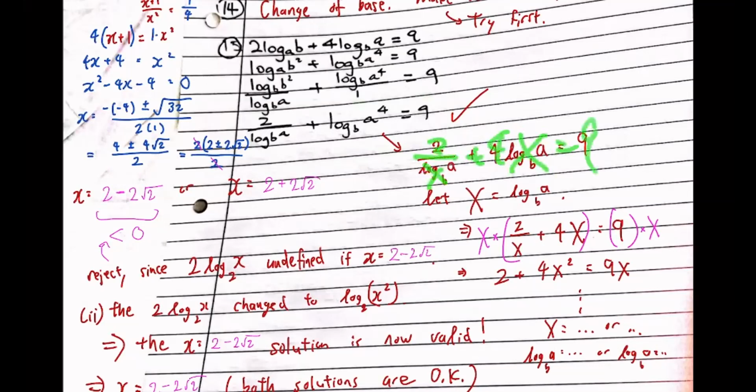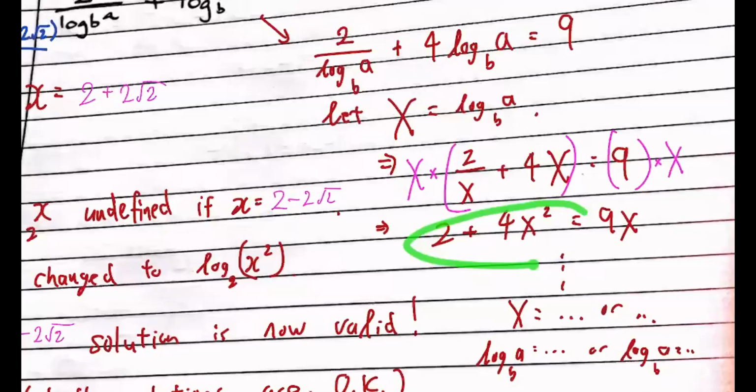Can you see that? Then you just times x, then you get a quadratic equation, solve for x, and then you substitute the x back with log a base b, and then you just bring the b over, and so on and so forth. Do I need to go through? No. Don't need, okay, good.